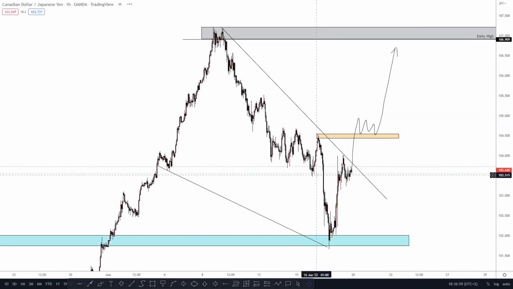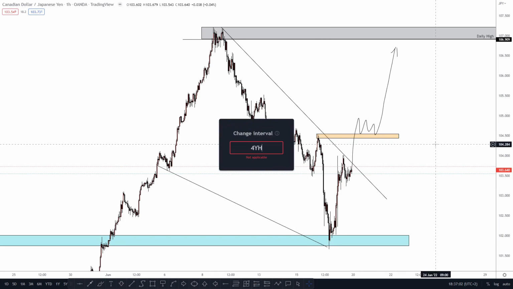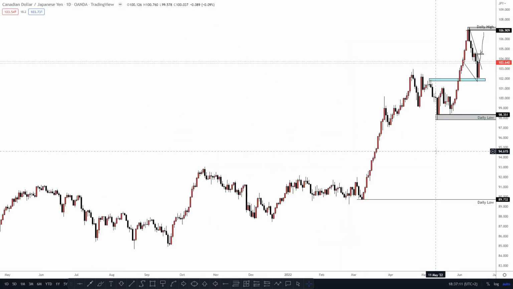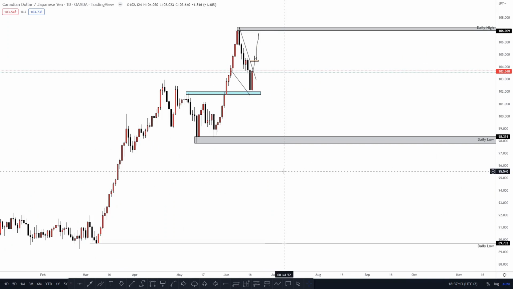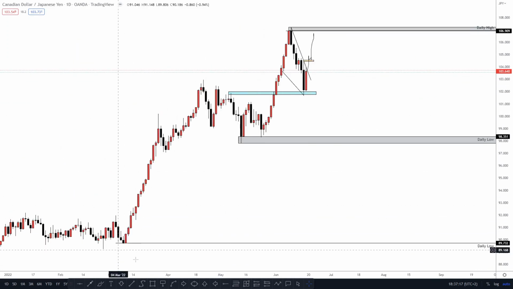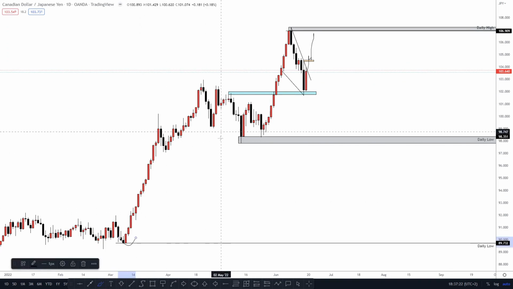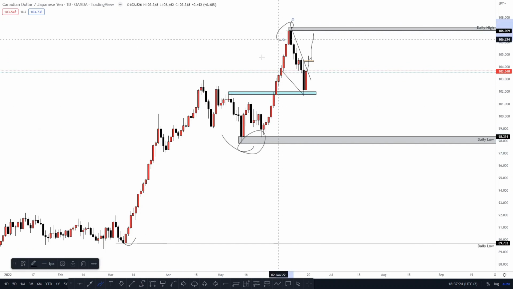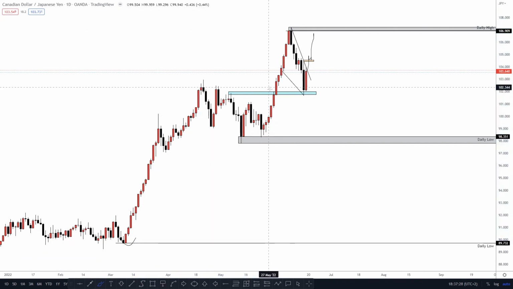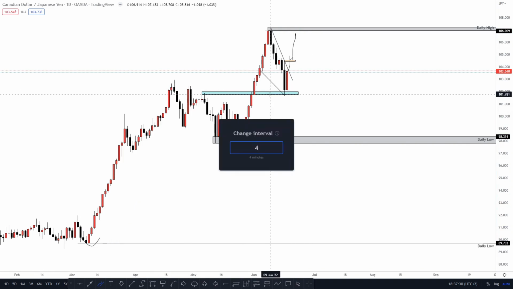Now we have CAD JPY, which is corresponding with what I was talking about when I spoke about JPY losing strength. The JPY losing strength might be pushing XXX JPY, and unfortunately we don't have JPY XXX. So as you can see, we have a daily low, a daily higher low, a daily higher high, and price is indeed pushing to the upside. That's what we have on daily.